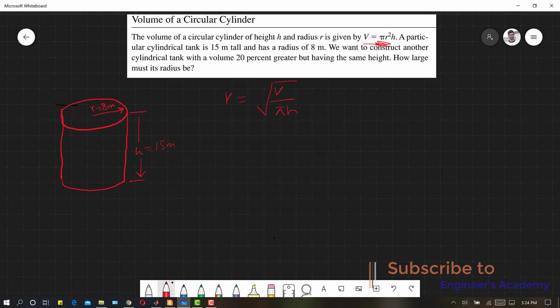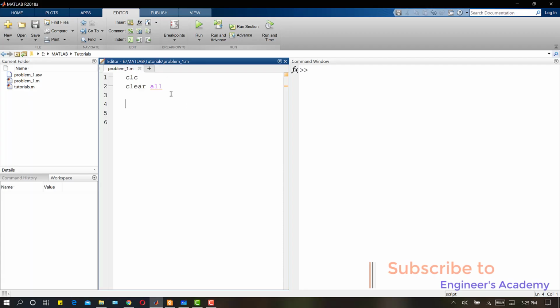So what we will do, we will find the volume of this given tank, and then we will increase the volume of this given tank by 20%, and then using that new updated volume we will find the radius using this equation. So here I have written already clc. This will clear the window for me whenever I execute the script file, and then clear all. It will clear all the variables.